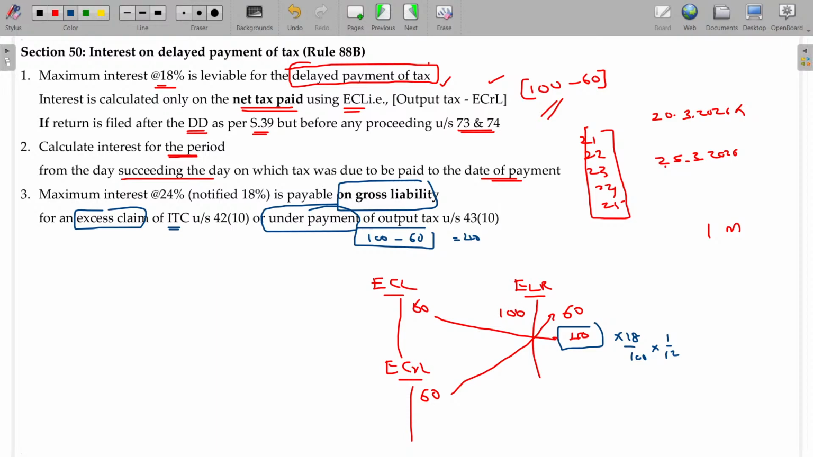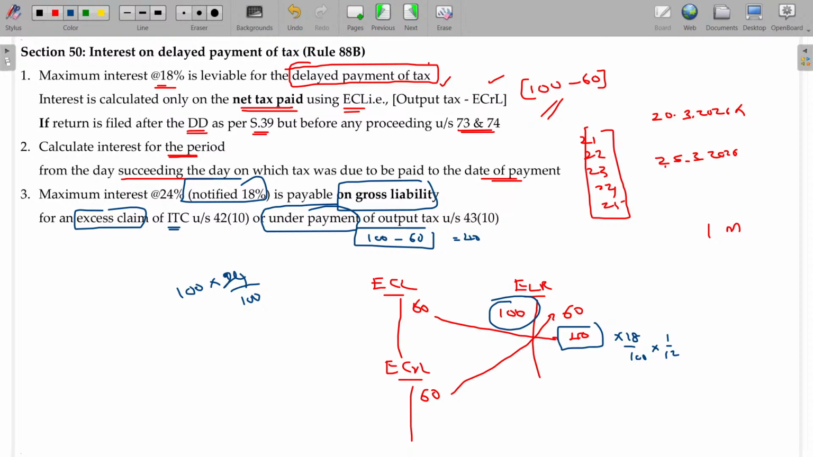Gross liability means how much? 100 rupees. For the 100 rupees, 24% is the interest rate applicable. Currently it is only 18%. It may go up to 24% as the government notifies later on. Currently it is not notified. So section 50, 24% is the rate, but currently it is notified at 18% only. You have to understand the two differences.